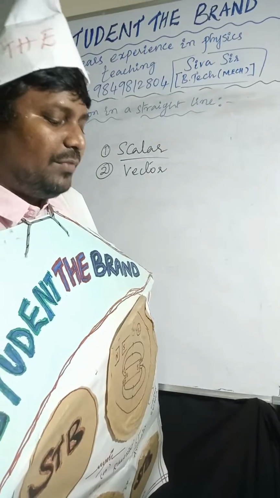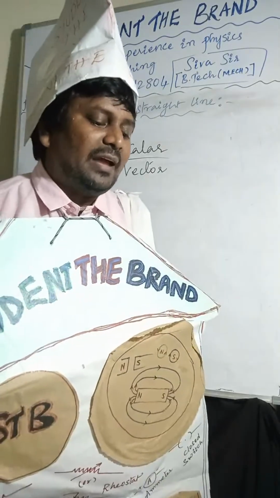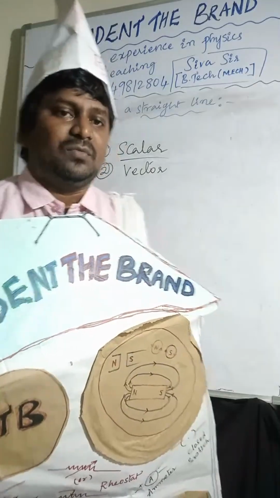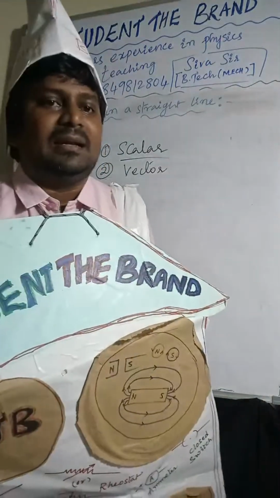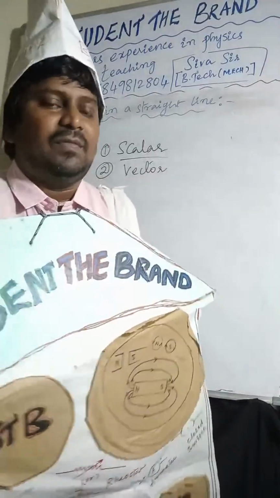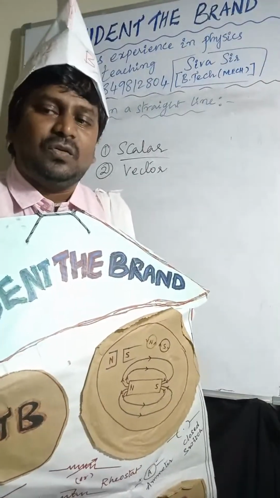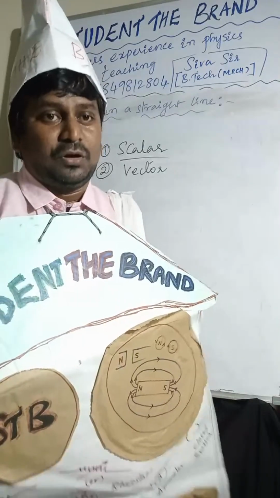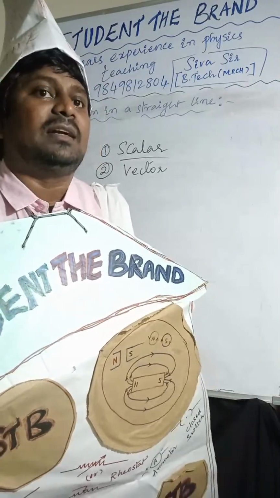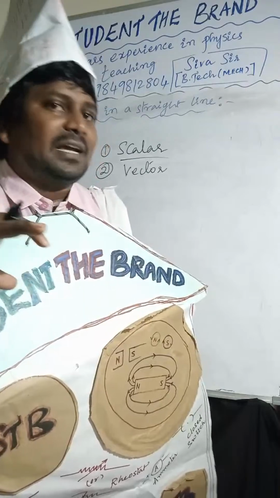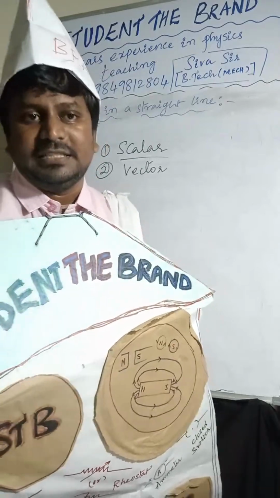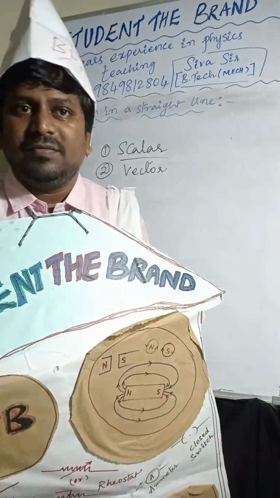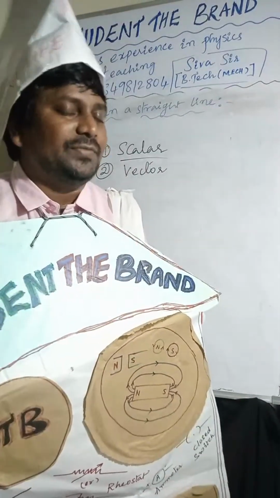I did one live class on vectors and scalars. You can watch it and you'll get full clarity on the types of vectors: equal vector, negative vector, null vector, unit vector, proper vector, position vector. Nearly 12 types of vectors, and I did one video on them with explanations. You can check it once.